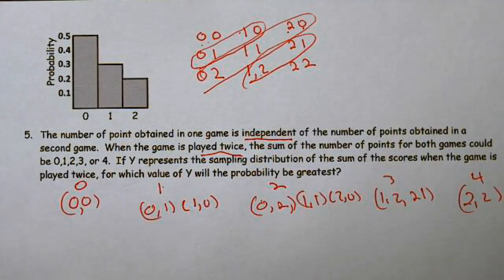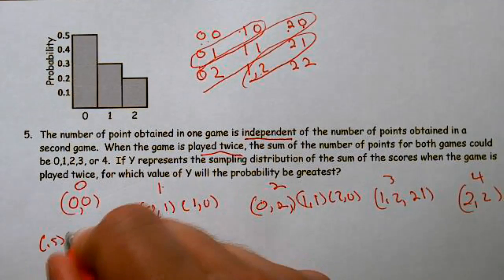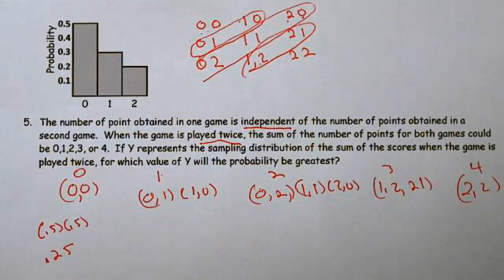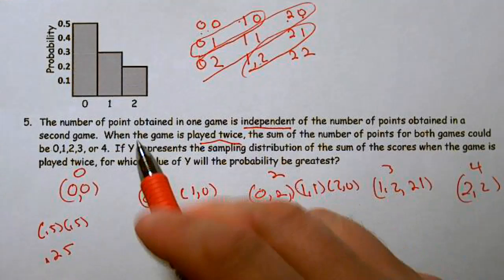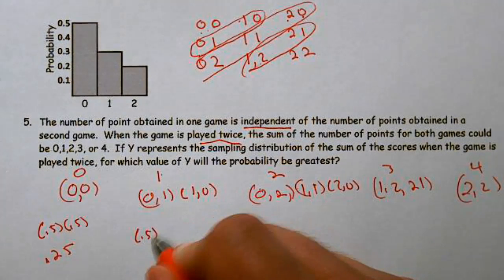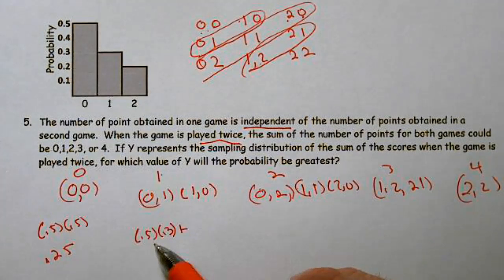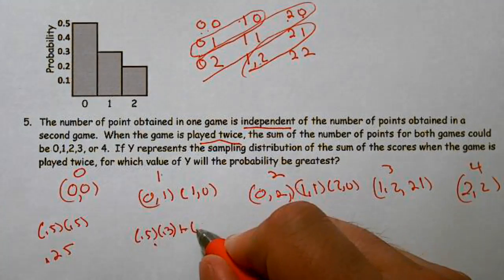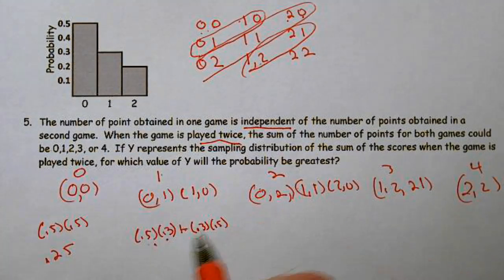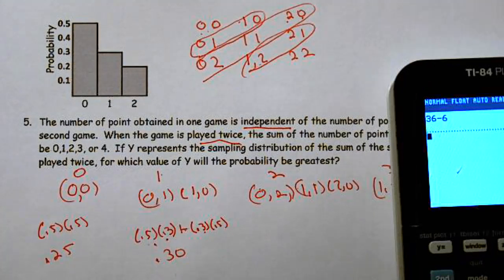All right. So the probability of getting a 0 and a 0, that's going to be 0.5 times 0.5. So this is 0.25. The probability of getting a 1 is going to be 0.5 times 0.3, or, because I can do it either way, I have to add these, 0.3 times 0.5. Well, that's going to be 0.15 and 0.15. So this is 0.30. Make sure I did that right because it's early in the morning.